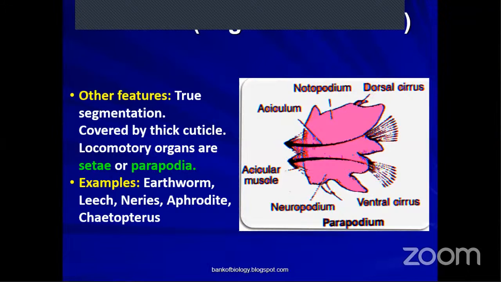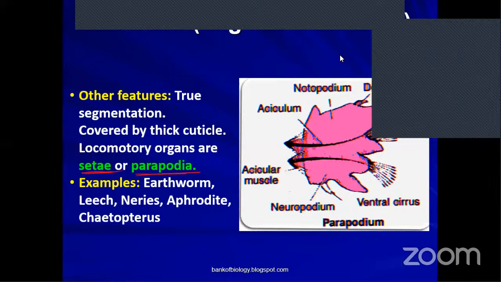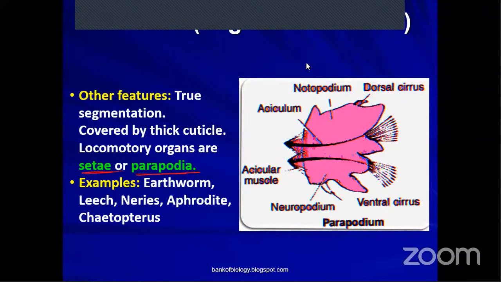Examples: earthworm, leech, nereis, aphrodite. All these are examples of annelids. So please take it down. Setae and parapodia is important. Done, students.